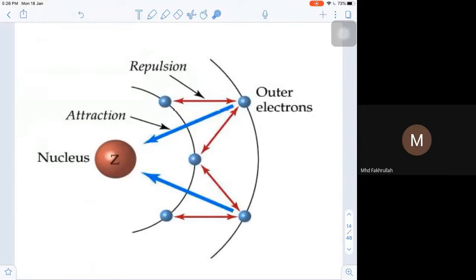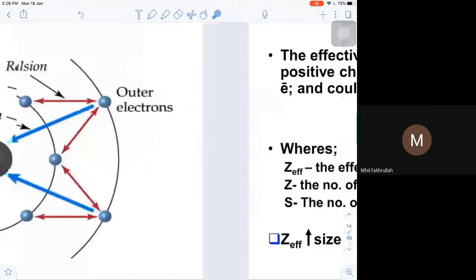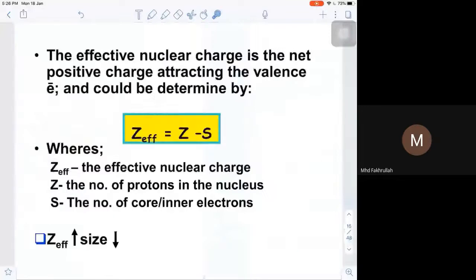So that is why we are looking at the effective nuclear charge that determines the size of the atom, not just the nuclear charge. Nuclear charge is the total protons that we have at the center. But effective nuclear charge is the net charge felt by the valence electron only towards the nucleus. Okay, so effective nuclear charge here is defined as the net positive charge attracting the valence electron.